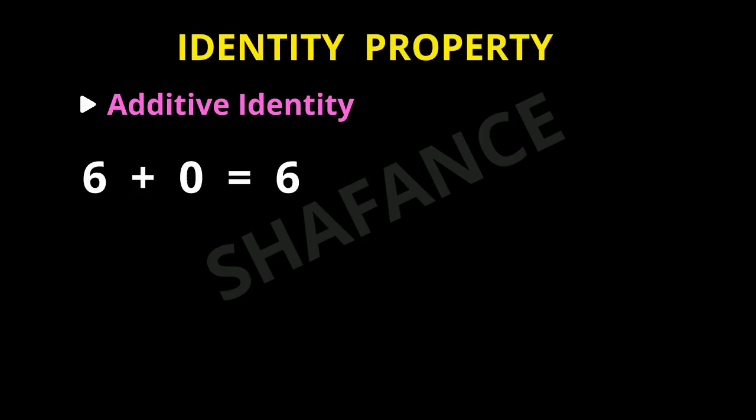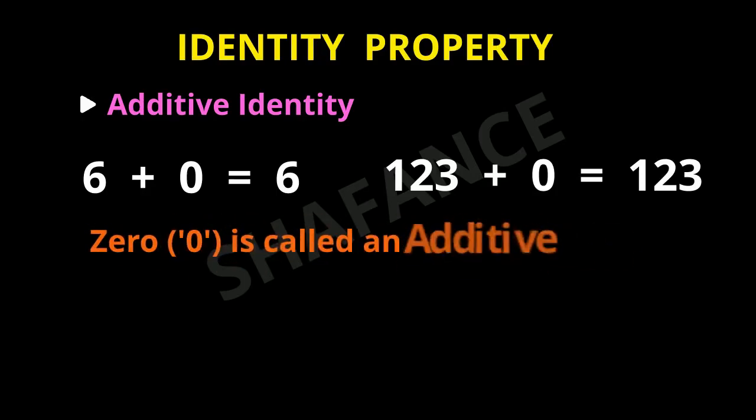And let us take one more equation. 123 plus 0 gives 123. So we can see from these two equations that when we add 0 to any number, we get that same number. In the first case, we got 6, and in the second case, we got 123, the same number. And in other cases also, when we add 0, we get the same number. So 0 is called additive identity. The number 0 is called additive identity because when we add this number to any number, we get that same number.